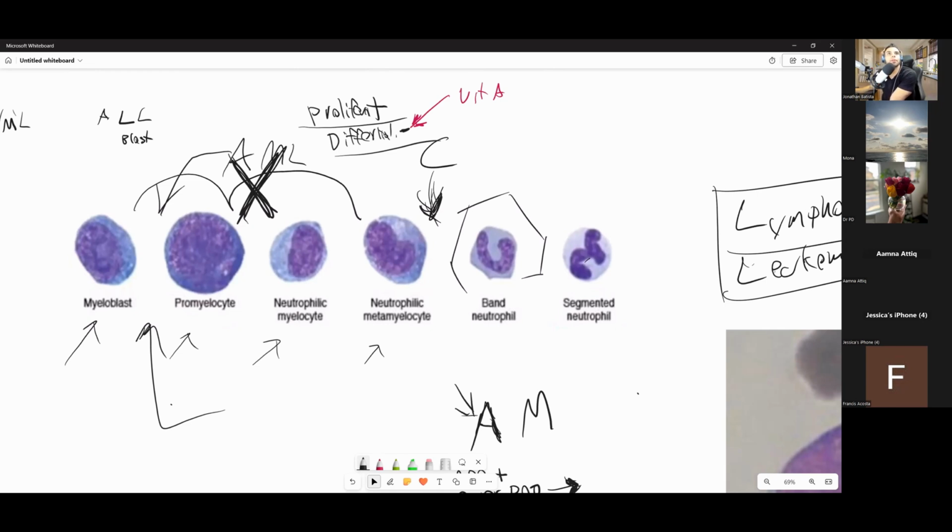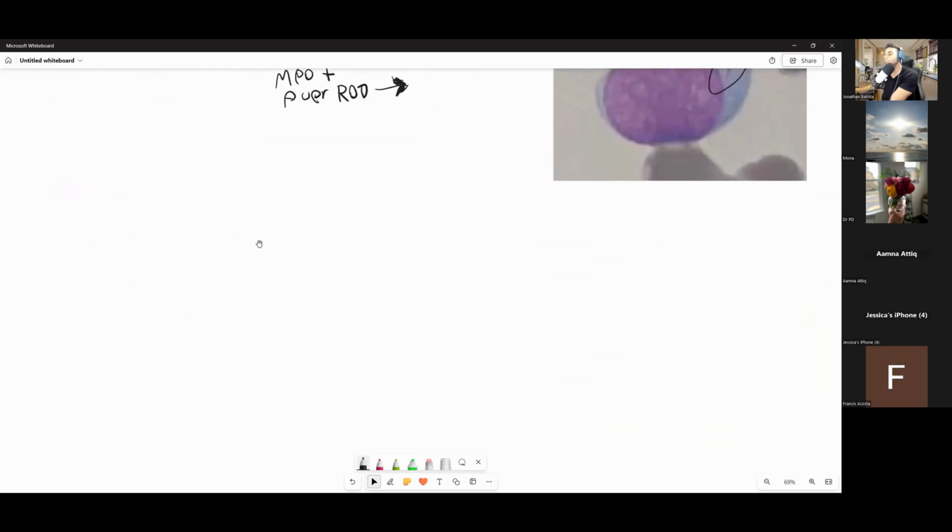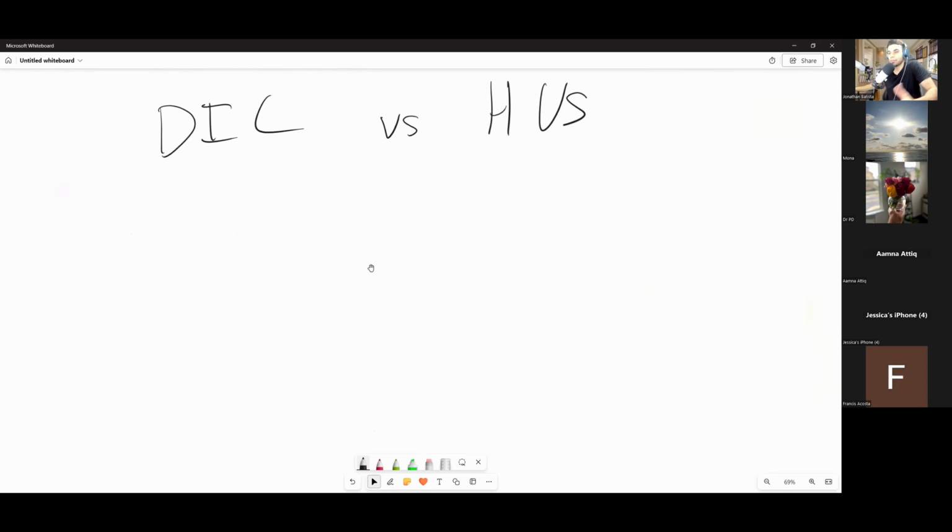So remember that. Yeah, there's so many things that we can talk about. That's just basically for treatment of APML. That's the subtype of 15;17. Remember that promyelocytes, yes, definitely are the ones that are going to be causing DIC. And DIC, so we look at DIC versus HUS. Let's understand what's going on here.